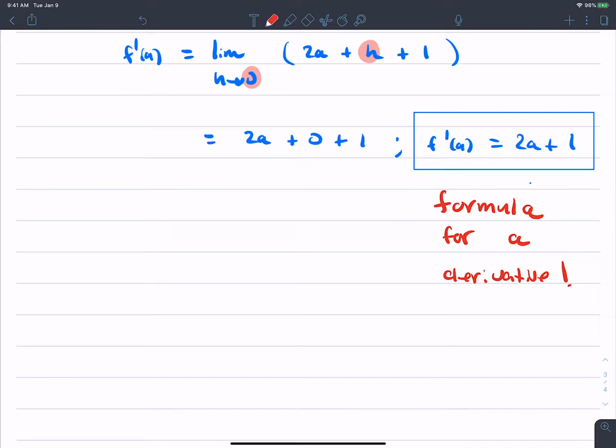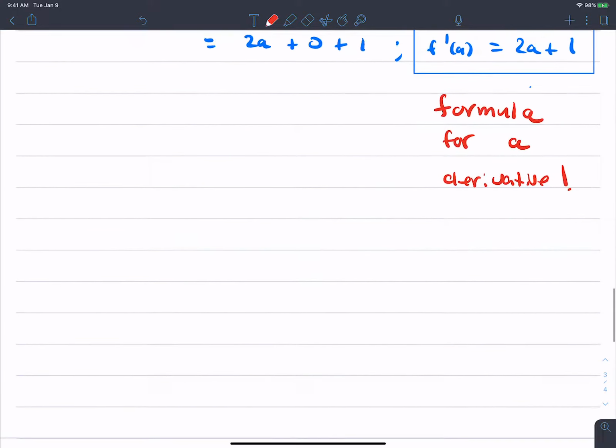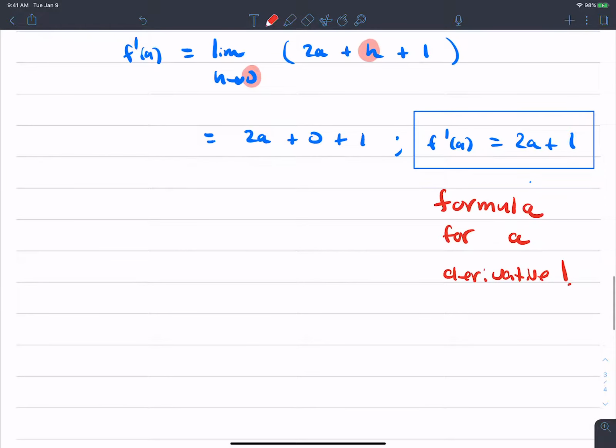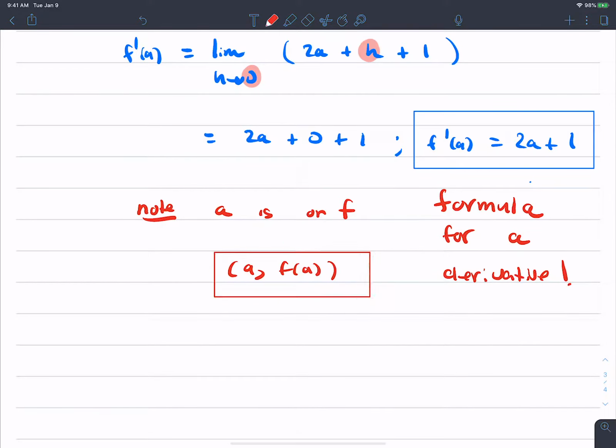And a is a point on the curve, right? So if we put some notes, we'll put a note over here. A is on f, meaning you have this point f of a for the y coordinate, a for the x coordinate. So this is the location of the point on the curve for the function f, and here's the derivative at that point.